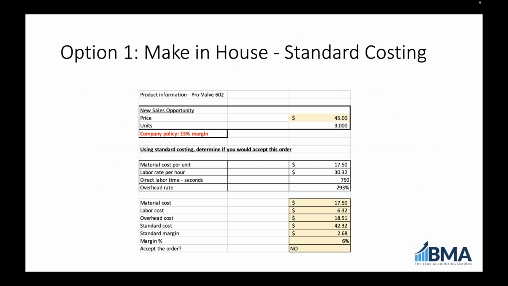So what this company did is they first looked at, they were using standard costing. All right, so we have $45 per unit, 3,000 units a month. We know the material cost is $17.50. We know that the hourly labor rate is $30.32. And we know that it takes 750 seconds to make the product. The overhead rate, 293%. So these numbers right here, they're all embedded in the standard costing system. So the material cost is $17.50. The labor cost is $6.32. The overhead cost is $18.51. You add those numbers up, you get $42.32. And when you subtract $42.32 from 45, you have a standard margin of $2.68, which is 6%.